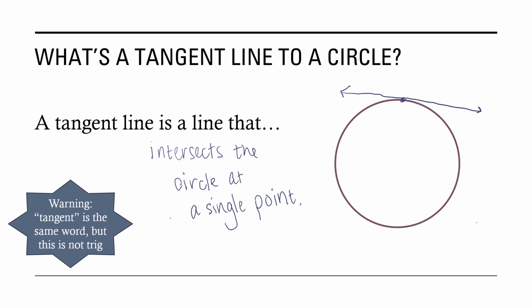A word of warning is that you see the word tangent, but it doesn't mean SOHCAHTOA tangent. It's the same word. It's there because of some right angles that are formed, but it's not there as in SOHCAHTOA.